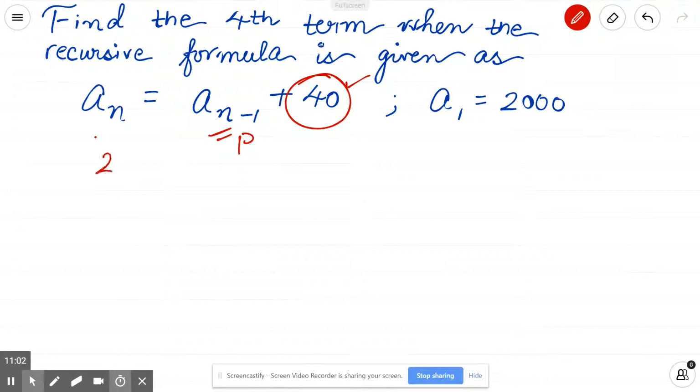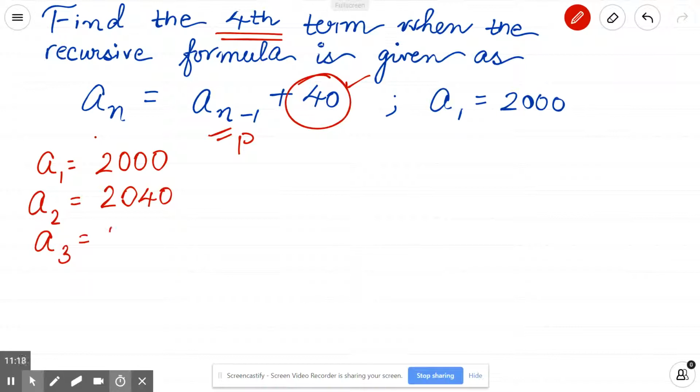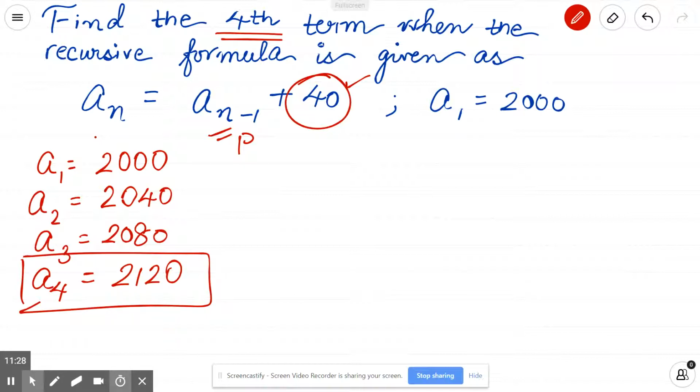So we will start with 2000. That's our A1, right? And they're asking us the fourth term. So our second term is going to be 2040. I added 40 to it. Third term will be 2080. And the fourth term that they are asking us is... So remember, whenever the exact previous term is not given to you, you can always set it up like this and find the next term. And you can have your answer. So hope that makes sense.